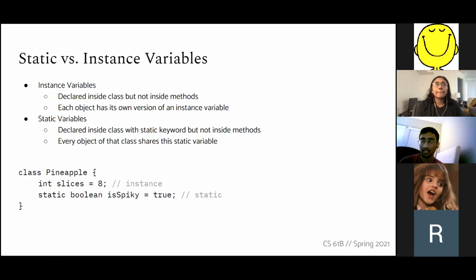And when you make an object of a class, a specific copy of that class, it has its own version of that instance variable. So you could have multiple pineapple objects, and this slices value could be different for all of them. But static variables are also declared inside classes and not inside methods, just like instance variables, except they have this static keyword. And this static keyword just means that every object in this class shares this variable. So in this case, different pineapple objects could have a different amount of slices, but they would all have the same value, either true or false, for their Boolean is spiky.